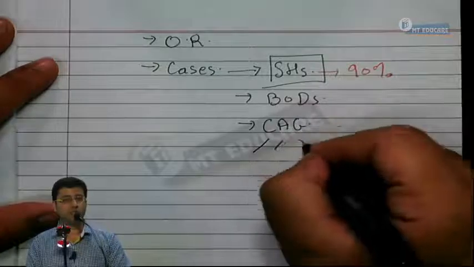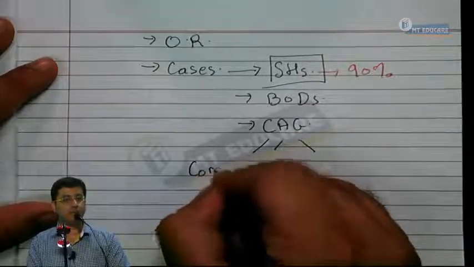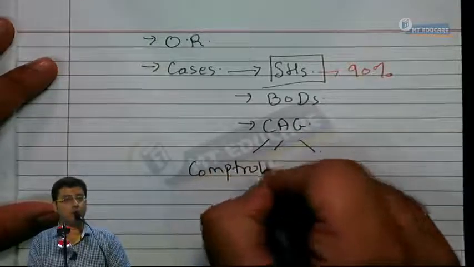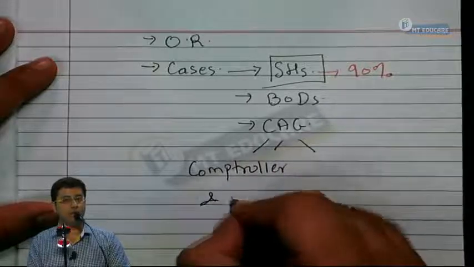Okay, how do you pronounce this word? CAG. CAG stands for Comptroller and Auditor General.